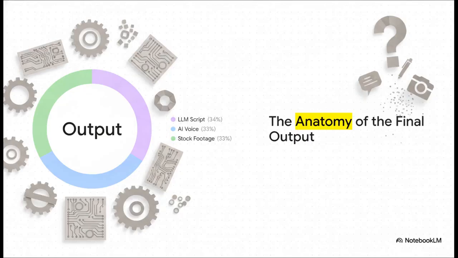When we break down the final product based on the guide's principles, look at this. It's a perfectly divided pie of purely automated elements. 34% AI script, 33% synthetic voice, and 33% automated stock footage. Do you notice what's totally missing from this chart? The human element. There is zero slice for human performance, human cinematography, or human writing. The entire anatomy of the final product is synthetic.